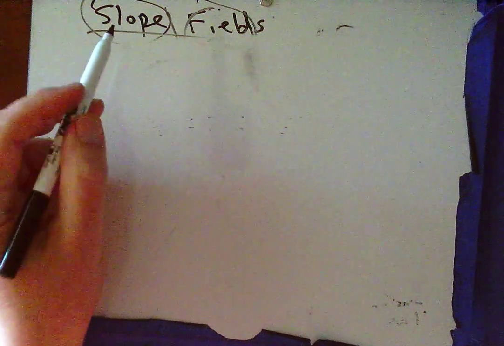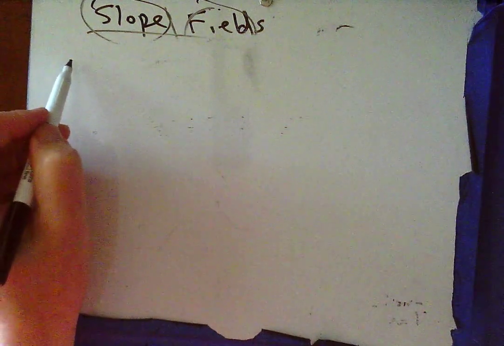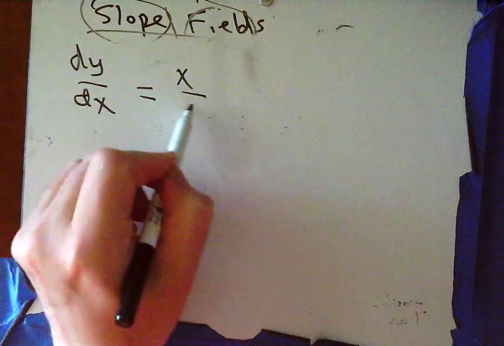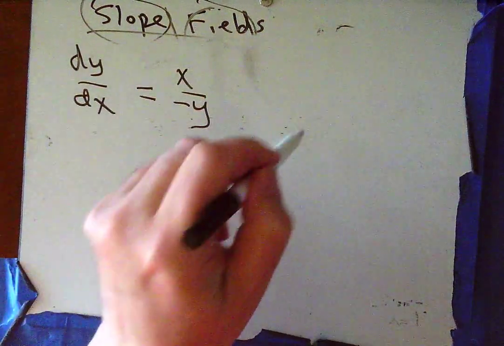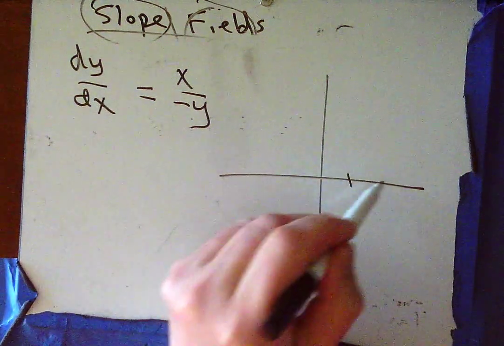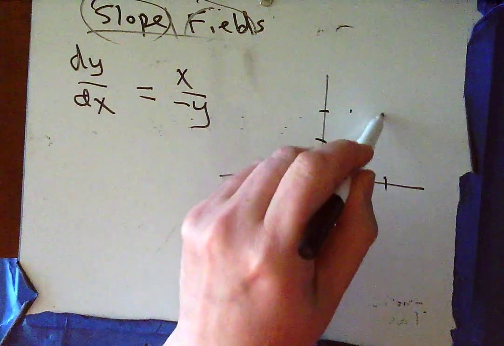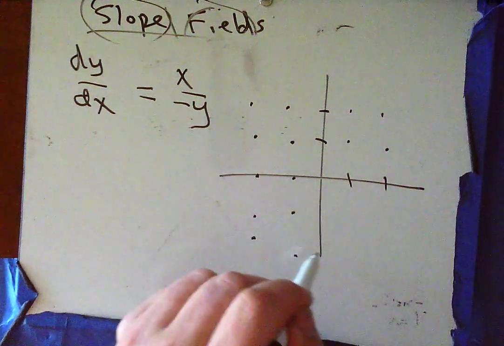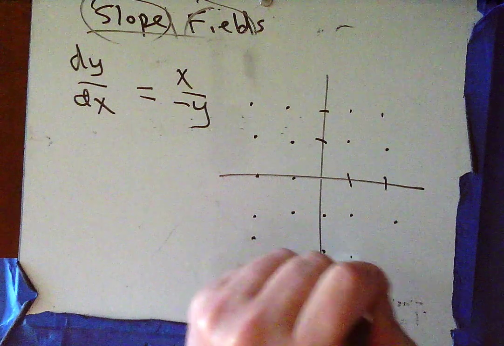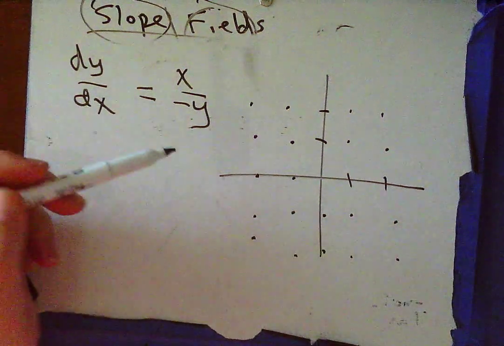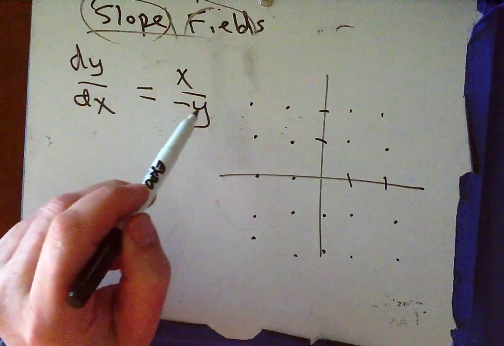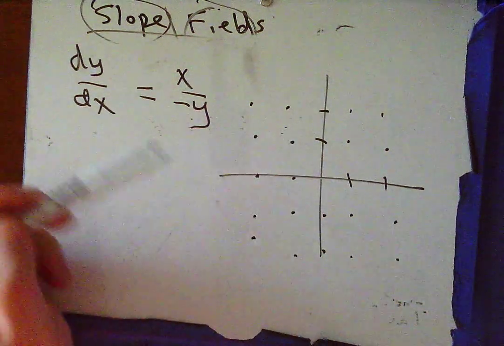All right, and so far in the slope fields we looked at, all we had to do was plug in an x. Well, what about this situation? dy dx equals x over negative y. So when I go to make a slope field here, let's see what happens. Okay. And now it looks like I'm plugging in ordered pairs. I can get a bunch of dots with the same slope.